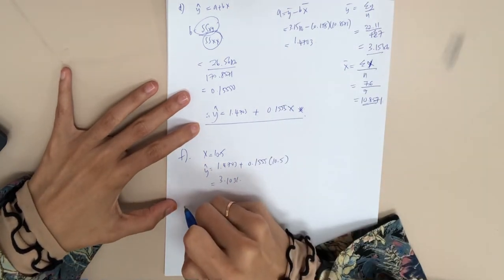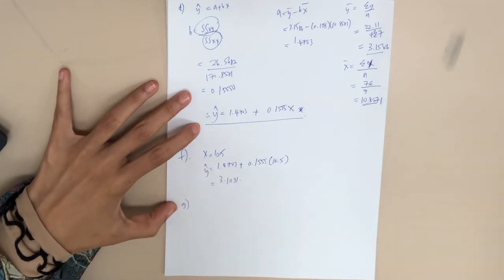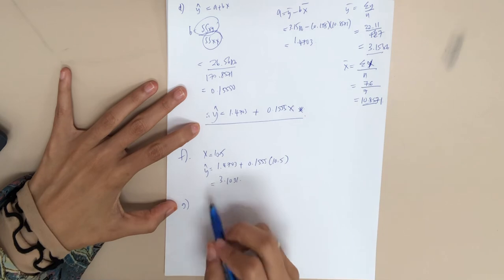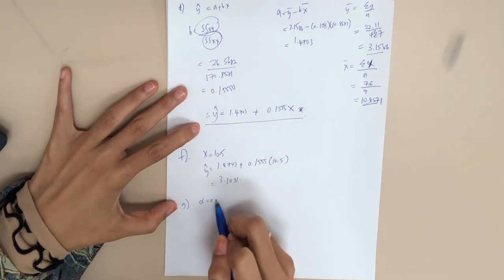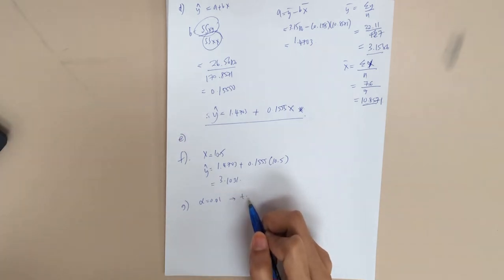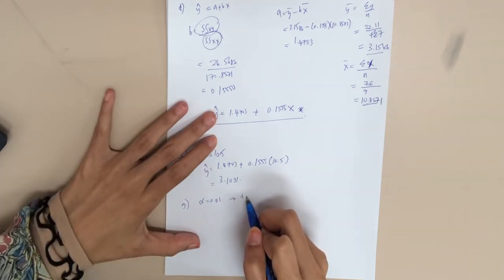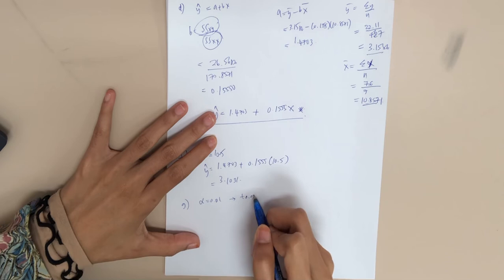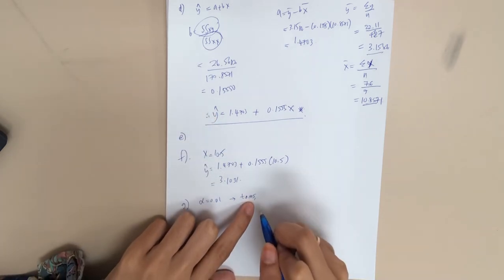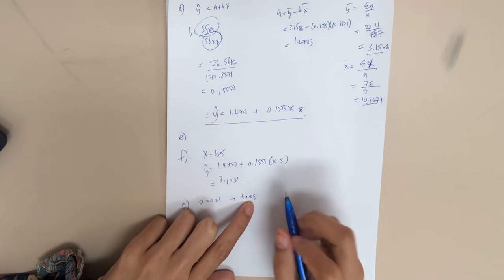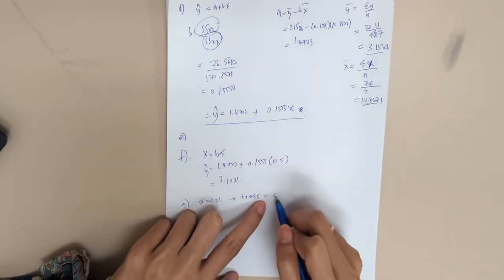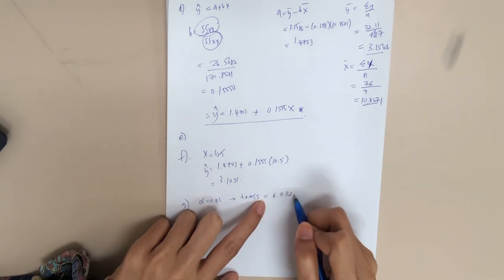Alright, so second last, G. We want to construct a 99% confidence interval. So alpha is 0.01. Therefore, T alpha over 2 is T 0.005, and the degree of freedom is 5. So by referring to the T table, you should get 4.032.